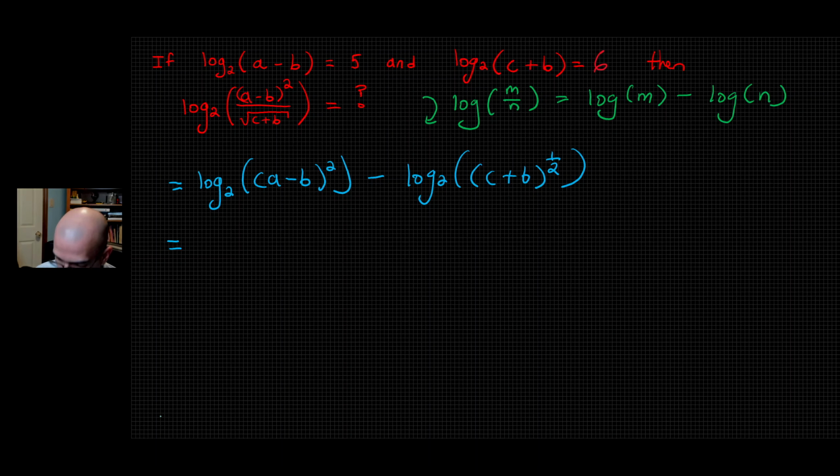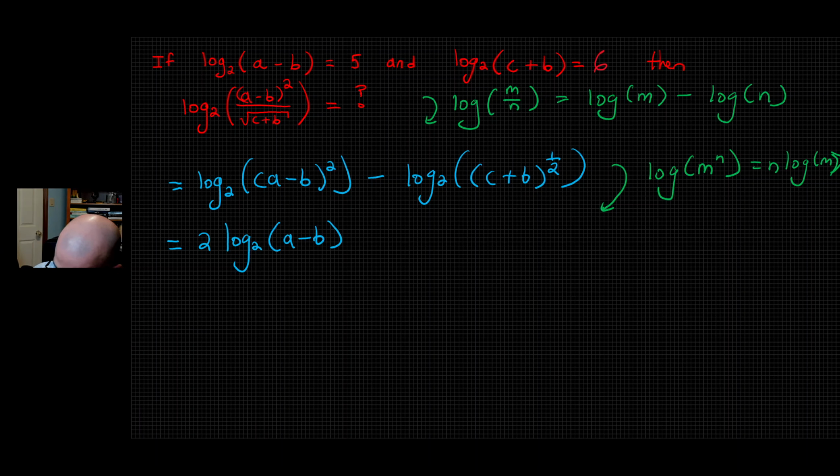Okay, next I'm going to use a property that we've used several times. This is the log of m to the power of n equals n times the log of m rule. So I'm going to bring the 2 down. 2 times log base 2 of a minus b, minus 1/2. Bring the 1/2 down. Log base 2 of c plus b.